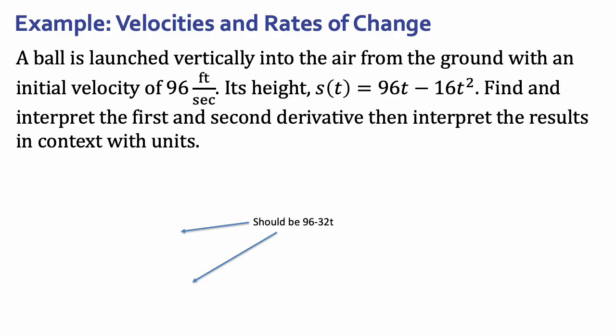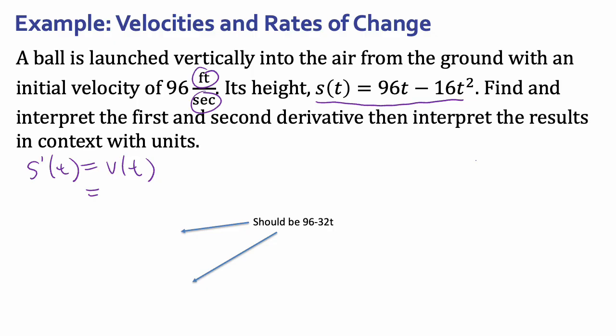So if we're looking at this, we can see here's our height function. We can assume this is in terms of feet and our time is in terms of seconds. So if I find that first derivative, in the context of this problem, and we've done this one before, this is going to equal the velocity. So always, the derivative of the position function is the velocity function.